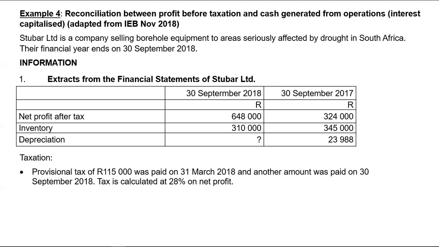what is important is this year's net profit after tax. That one we really don't care about it. And when it comes to inventory, we are interested in both. And for depreciation, again, we needed this amount. Last year's amount, again, we're not interested in that. Okay. And then they gave us taxation.